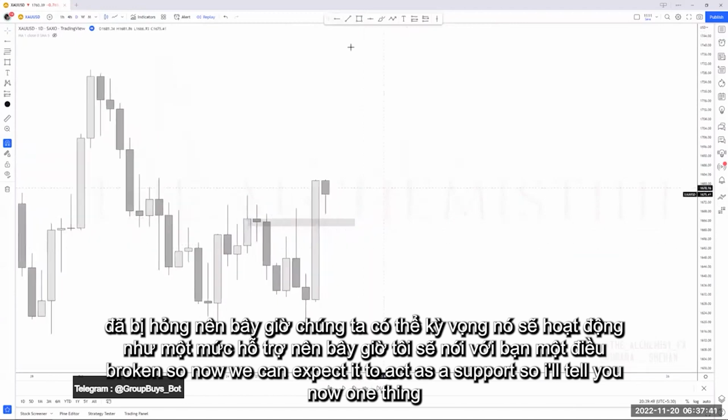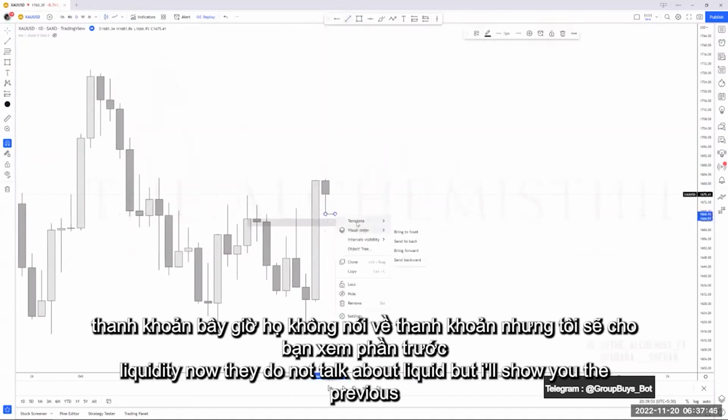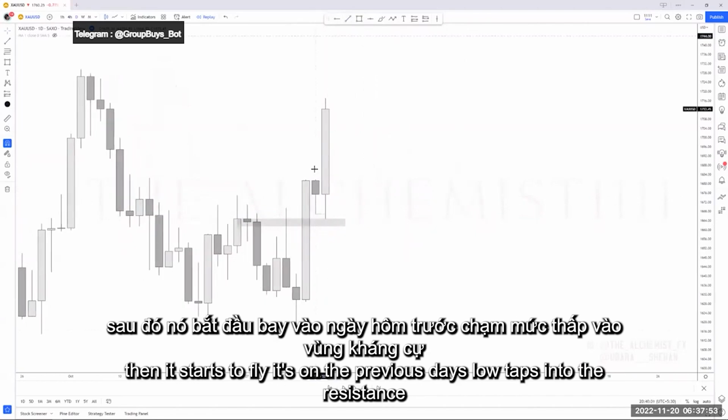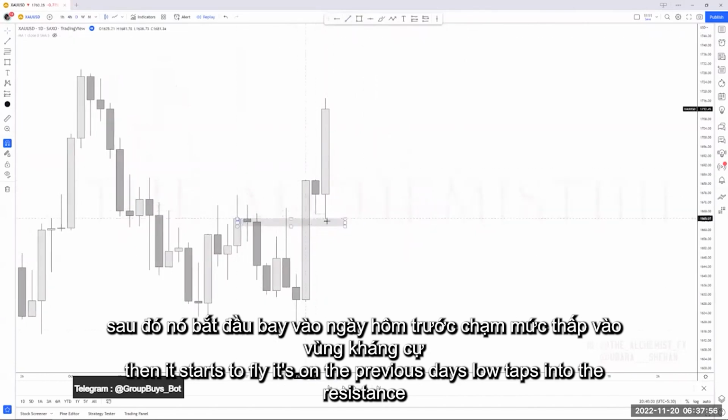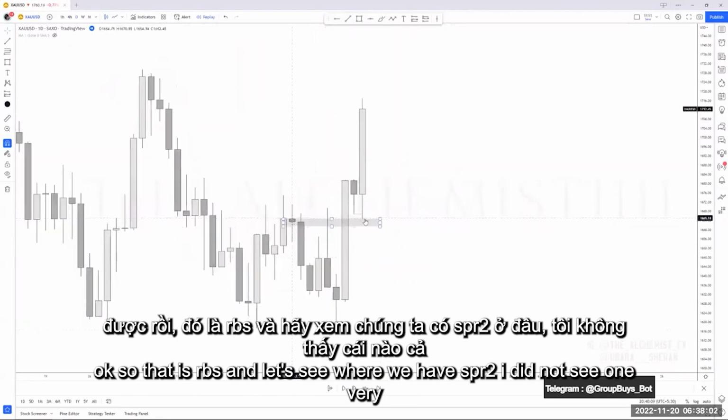So I'll tell you one thing, we have one confluence right here. What is that? We have the previous day's lowest liquidity. Now, they do not talk about liquidity, but I'll show you. We have the previous day's lowest liquidity right above this. So one confluence, then what happens? Taps, and then it starts to fly. Takes out the previous day's low, taps into the resistance that turned into a support now. It acted as a support, tapped, and then it started flying. So that is RBS.